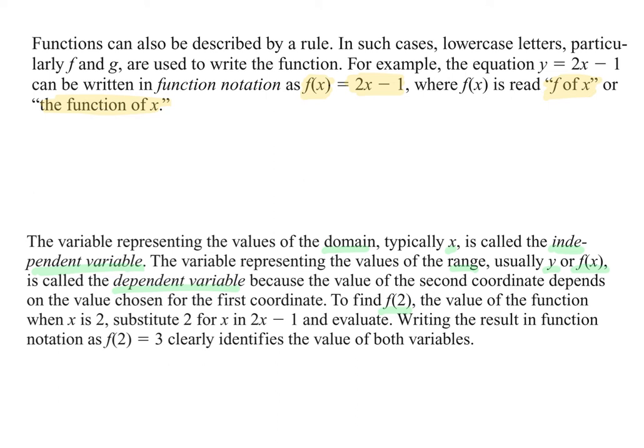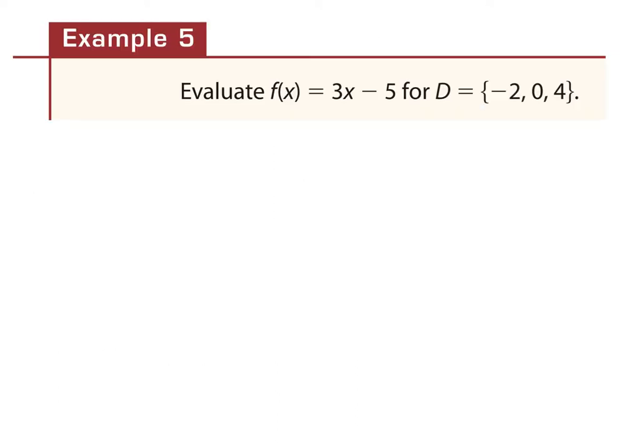All right? So if you look at example 5, they want us to evaluate f of x equals 3x minus 5 for the domain -2, 0, and 4. So evaluate always means solve, right? You're just solving. So you would plug this in and basically just do order of operations at this point because you're going to have all numbers, all right? And so they want us to find f of -2. That means I am going to use this rule to find that.